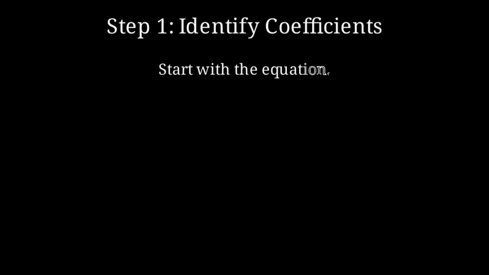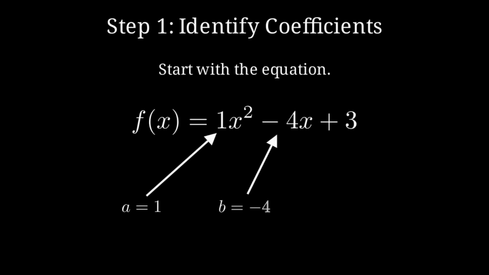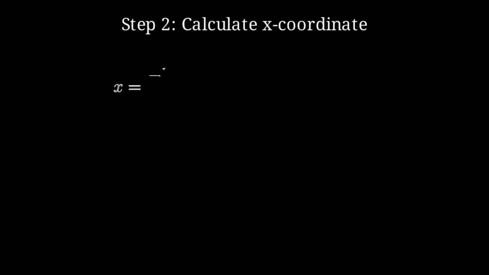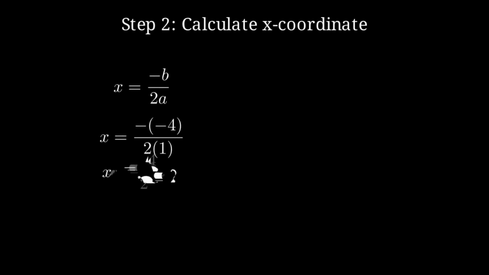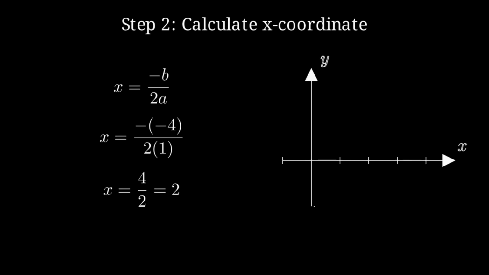Given the function f of x equals x squared minus 4x plus 3, we first identify our coefficients. Here, a is 1, b is negative 4, and c is 3. Next, we calculate the x-coordinate of the vertex using the formula negative b divided by 2a. Plugging in our values gives us positive 4 divided by 2, resulting in an x-coordinate of 2.